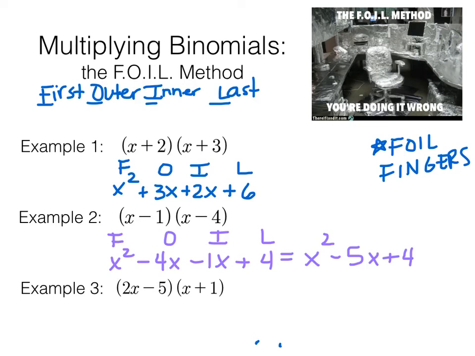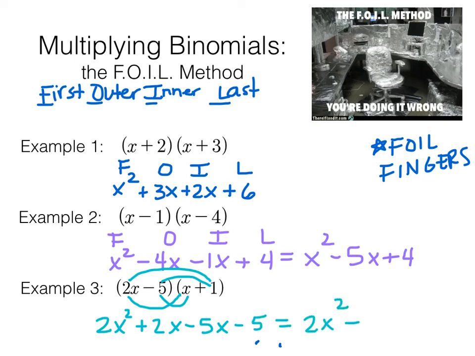First, outer, inner, last. So first, 2x times x, 2x squared. Outer, 2x times plus 1, plus 2x. Inner, minus 5 times x, minus 5x. And finally, last, minus 5 times plus 1, which is minus 5. Like terms, 2x squared minus 3x, for the plus 2 minus 5, and then minus 5 at the end. And you'll notice that when you multiply two linear binomials, all of these were linear binomials, you get a quadratic trinomial. That is significant.